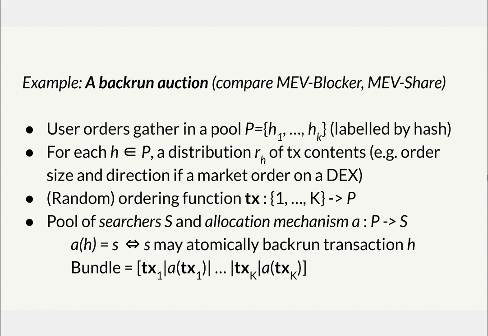And then there's a second lane through which a pool of searchers can insert their own transactions. To each user order, they'll be allocated a searcher, A of H, and that searcher has an opportunity to create a backrun, which will be atomically sequenced after the target. So that means that while the overall ordering tx1 up to txk may be arbitrary, it's guaranteed that for all n, txn will be immediately followed by its backrun, A of txn, or the transaction created by searcher A of txn.